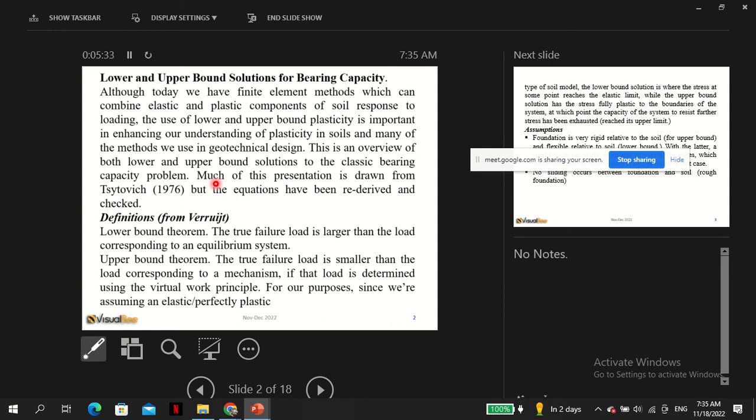Okay, this one is also from another reference. So this is from the work of this guy. So the lower bound theorem.